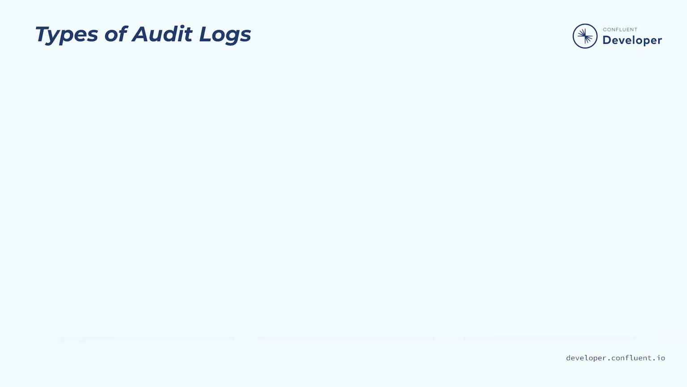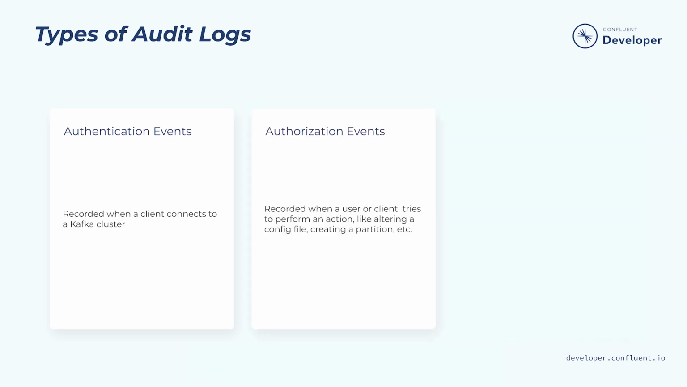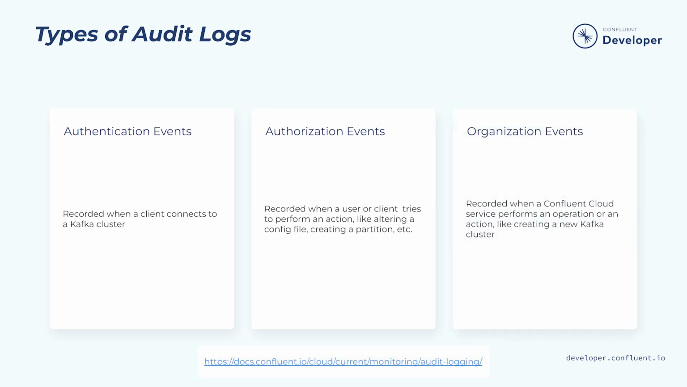There are three main types of audit logs: authentication events, which are recorded when a client connects to a Kafka cluster; authorization events, recorded when a user tries to perform an action like altering a config file, creating a partition, etc.; and organization events, recorded when a Confluent Cloud service performs an operation or an action, like creating a new Kafka cluster. To see a list of events that are recorded and some specific examples, be sure to check out the audit logs section of the Confluent Cloud documentation.